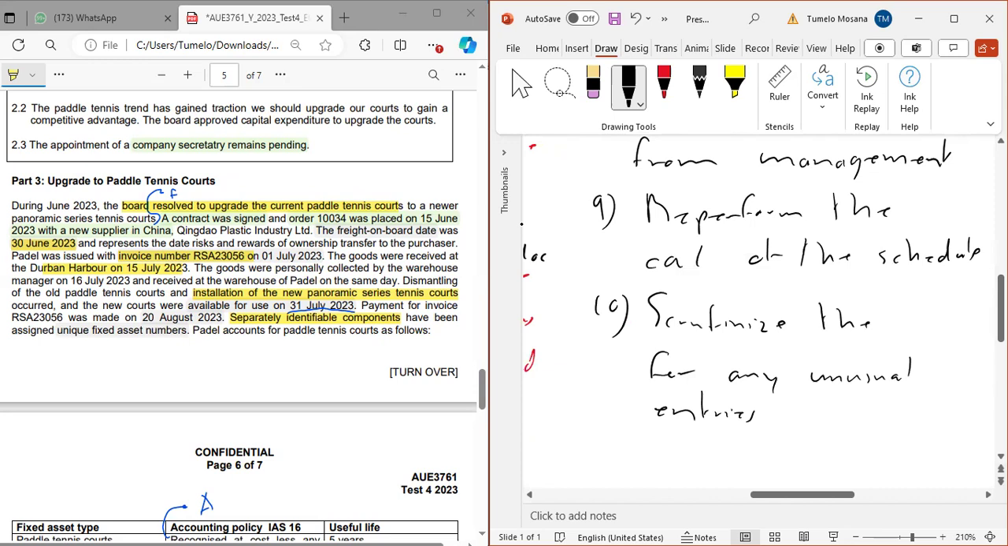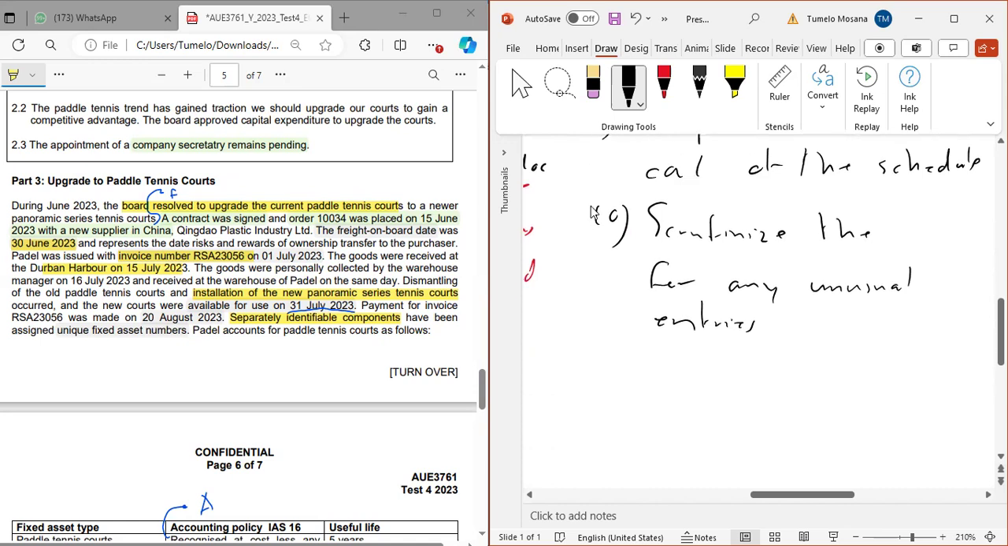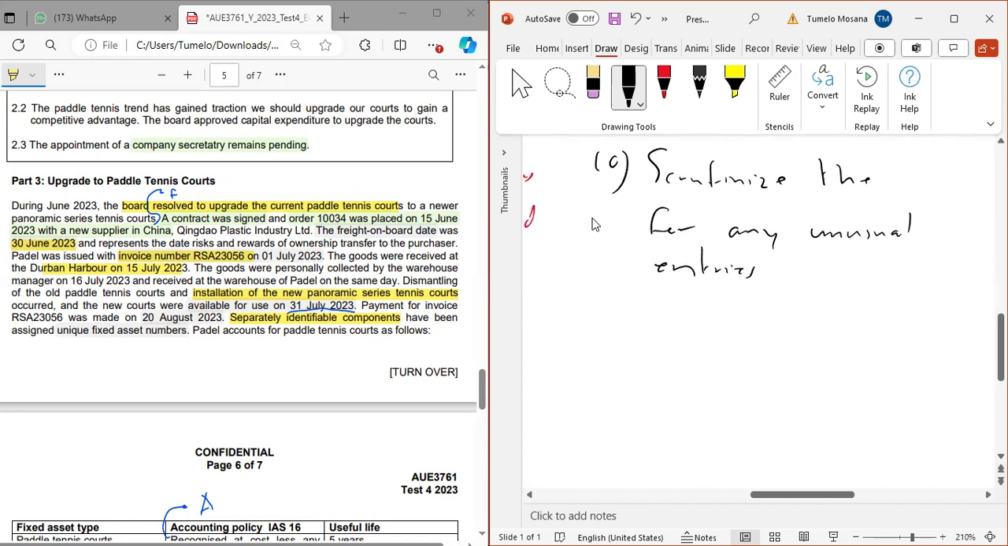Because you might find out that management included things within the schedule that are not part of the tennis court, right? So you would scrutinize the schedule for any unusual entries, and you would follow up with management for any unusual entries identified.